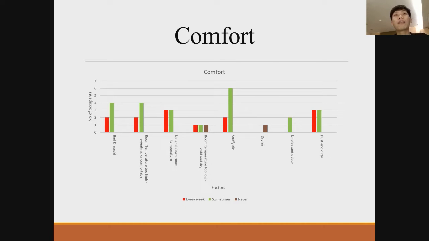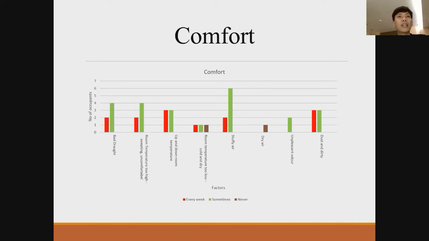Fourth is about the comfort of the occupants in the office. So here I'm listing several factors that cause discomfort to the occupants. The first one is the draft. The second is room temperature too high, sweating and uncomfortable, up and down room temperature, too low and cold, and dry, stuffy air, dry air, unpleasant odor, dust and dirty. So as we can see, the red color and the green color are every week and sometimes, meaning this factor happens.